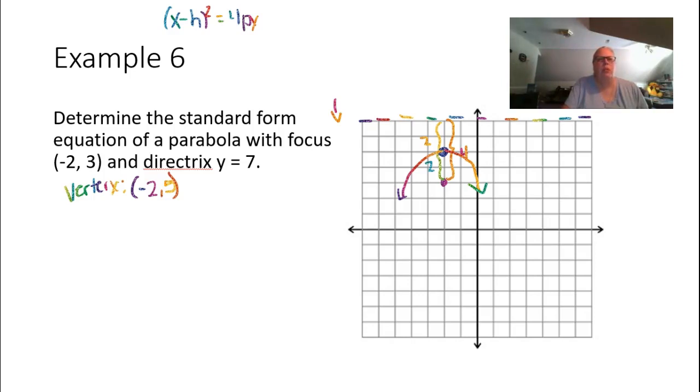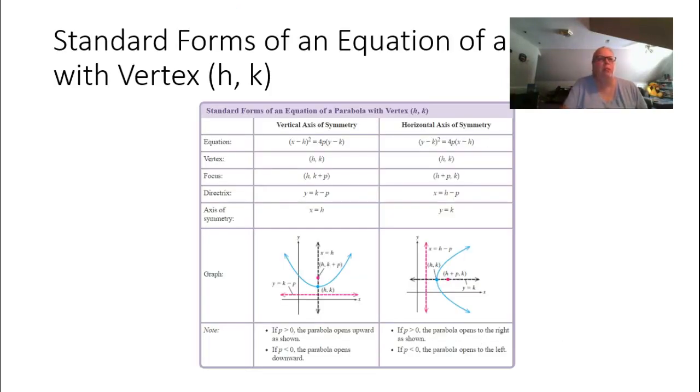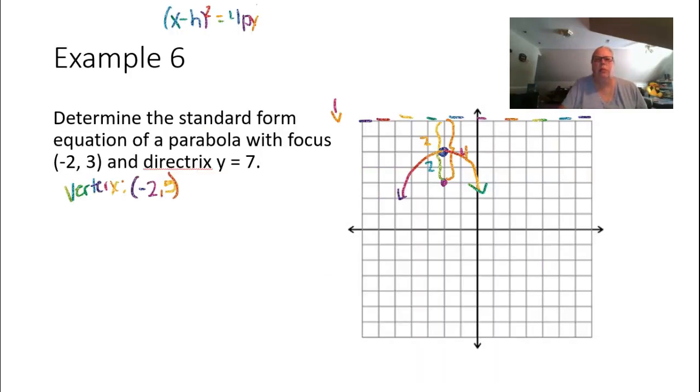Actually, it should be 4p times y minus k, shouldn't it? Yeah, 4p times y minus k. Oops. Let's try this again. All right, so that means right now I have x plus 2 squared is equal to 4p times y minus 5. Now I just need to figure out what p is equal to, and I will know what this coefficient is, and I'll have the equation that I need.